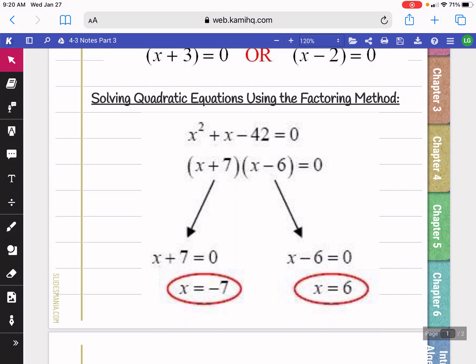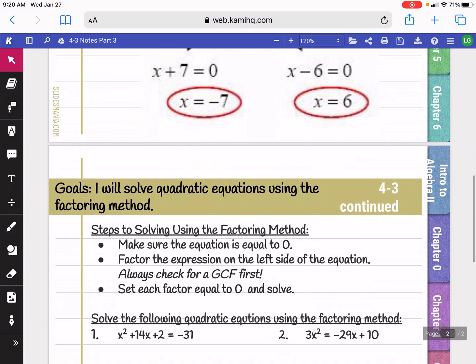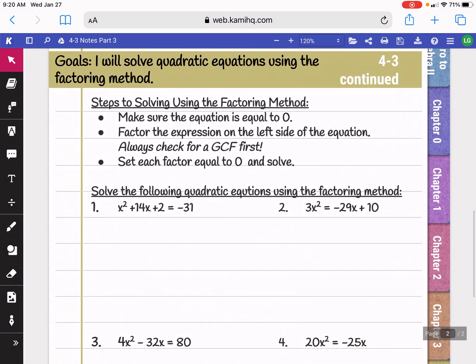Now, we did learn how to do these using graphing, but factoring is faster if you're doing it by hand. So again, you want to make sure it equals 0. After that, you're going to start factoring. When you factor, always check for a greatest common factor first. No matter what type of problem it is, check if there's a GCF that you can remove.